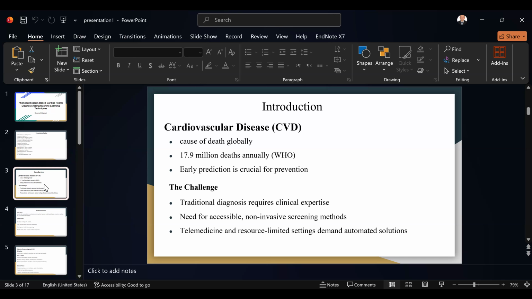Introduction: cardiovascular disease, shortly called CVD, is a leading cause of death globally, with about 17.9 million deaths annually, depending on the World Health Organization, and early prediction is crucial for prevention. The main challenge is that traditional diagnosis requires clinical experience. There is a need for accessible, non-invasive screening methods for telemedicine and resource-limited settings, which demand automated solutions.